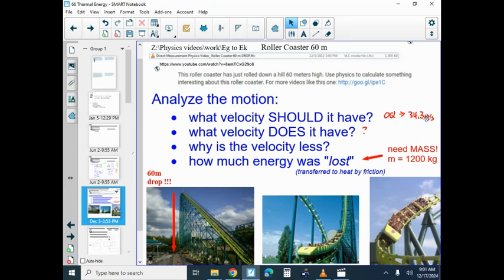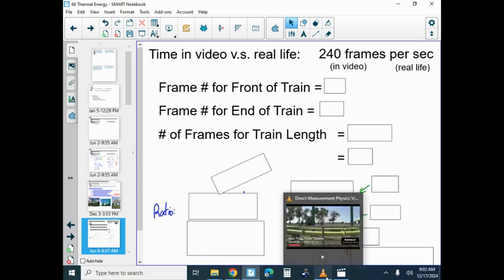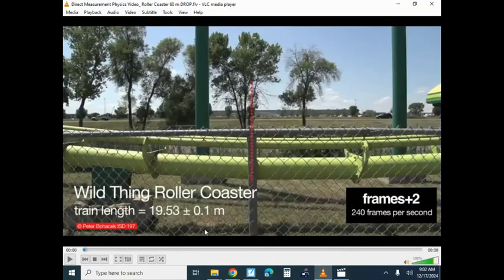Our opening question showed that it should have a velocity of 34.3 meters per second, which if you multiply by 3.6 should be 123.5 kilometers an hour. Because we have a video of this thing, we can use video physics, where we can see what the velocity really is. So this is the video.